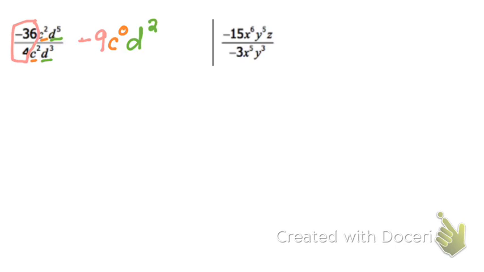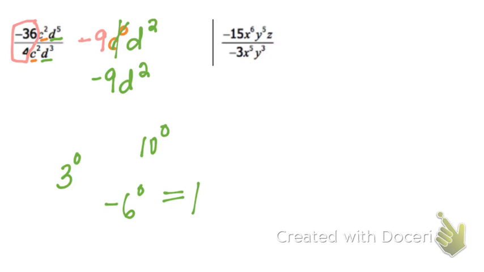Anything to the 0 power is just 1. It's not 0. If you put in your calculator 3 to the 0 power, or 10 to the 0 power, or 6 to the 0 power, or negative 6 to the 0 power, you'll see that they're all equal to 1. So c to the 0 power is just 1. So the answer here is just negative 9 times d to the second power. Why don't you try this last one? Press pause and press play once you have your answer, and I'll go over that then.